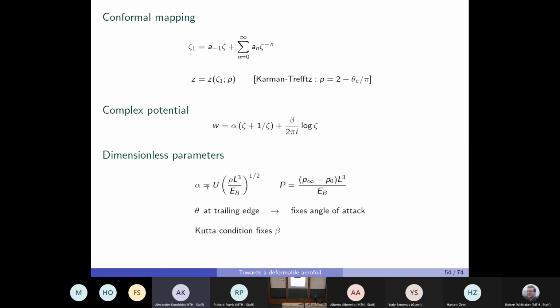So alpha is, if you like, the flow speed. P is this pressure differential. Not only am I fixing theta c at the trailing edge, but I'm also at liberty to fix what theta is at the trailing edge, which essentially means I can change the angle of attack of this aerofoil shape. And beta, the circulation. So there is circulation now in my calculations. Beta is fixed by enforcing that Kutta condition of a stagnation point at the trailing edge.